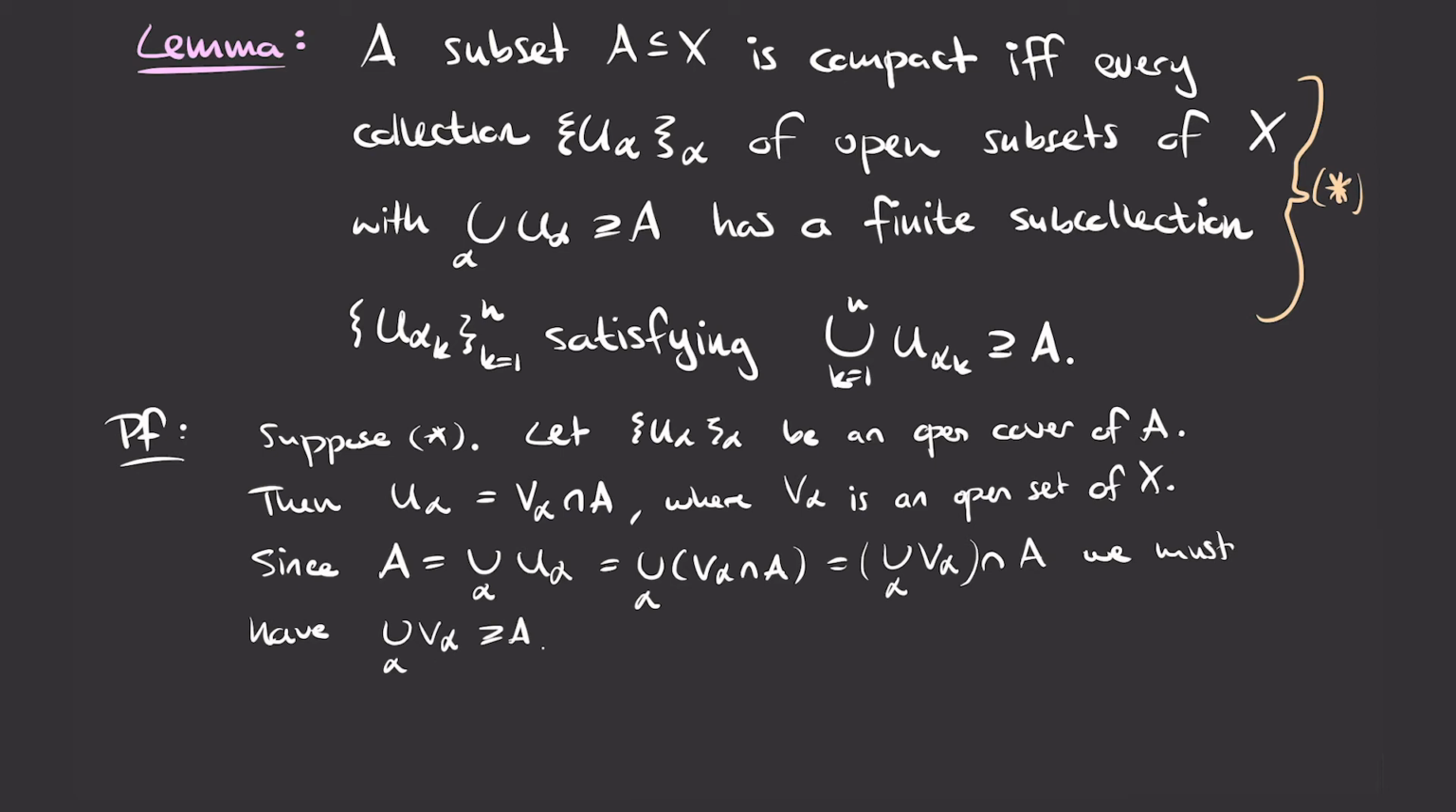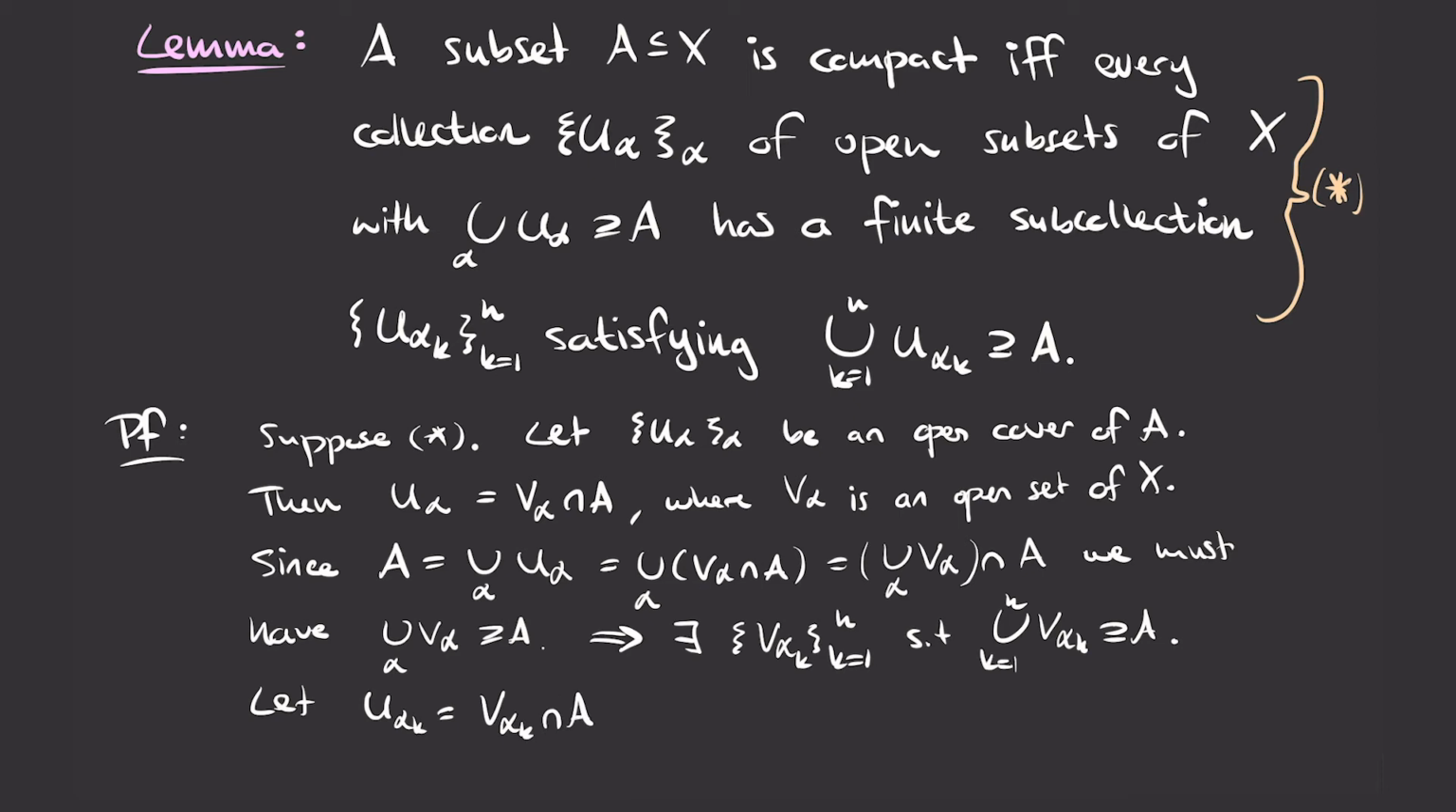And this is exactly what the assumption of star is, namely that we have some collection now that's called V alpha of open subsets of X whose union contains A. So now by our assumption, we know that there exists some finite subcollection V alpha k, where k runs from 1 to n, such that the union of these V alpha k still contains A. Now we need to transport this thing back to our subspace A, and the way we do that is by intersecting with A. So we let U alpha k be the intersection of V alpha k with A. So that's basically just taking a subcollection of the U alpha, namely those U alpha which are obtained from the intersection of some V alpha k with A. Okay, and now the last thing we need to do is show that these U alpha k are actually a finite subcover of this original open cover U alpha.